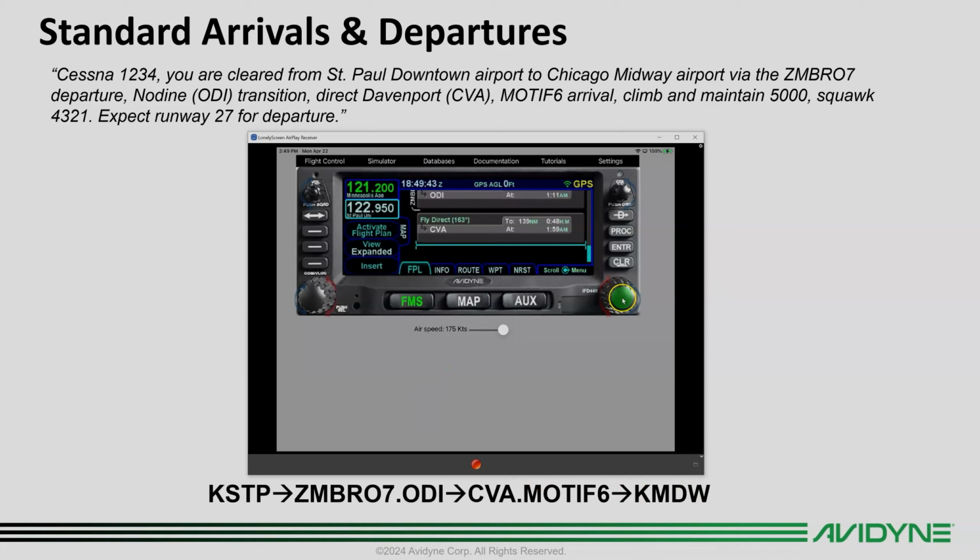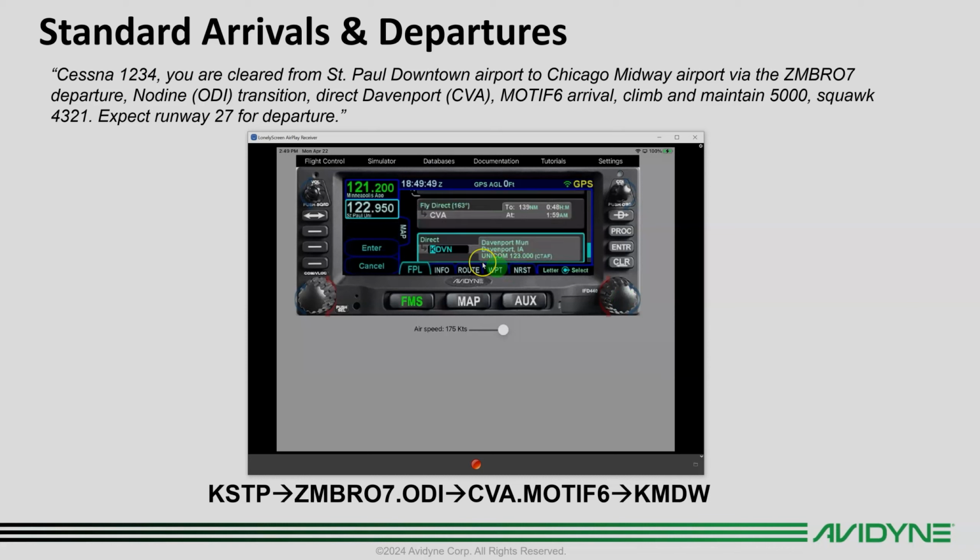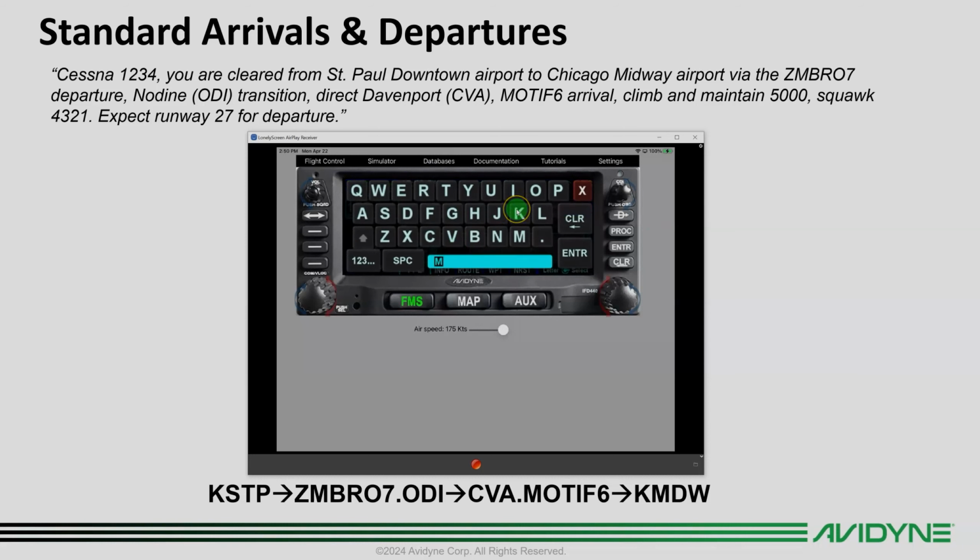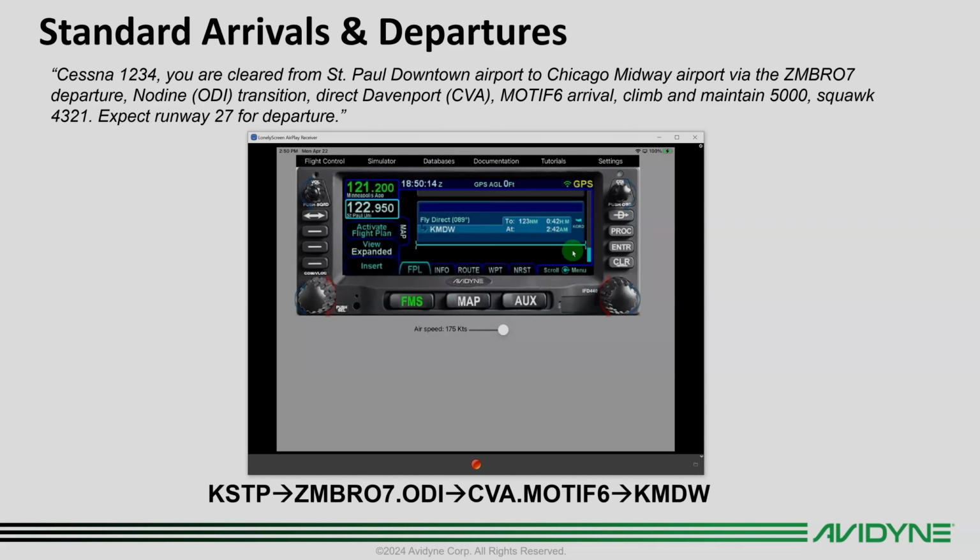So again, we'll push in on the button to get the menu. We're going to push it again because we're going to enter a waypoint. Instead of Davenport, we want to touch here and type KMD, and it nominates the W. We say enter. Now we're gold. So there's our destination airport.